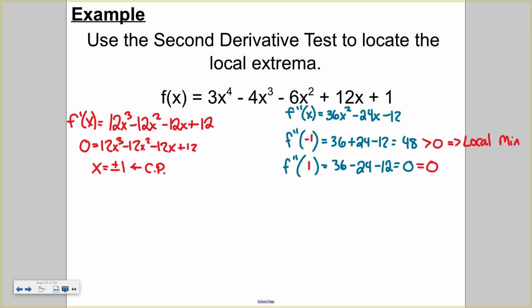And at x equals 1, our second derivative equals 0, which means our second derivative test is inconclusive here. Which means we would have to use some sort of table like we've done before, or look at the graph. But our second derivative test tells us nothing about that.